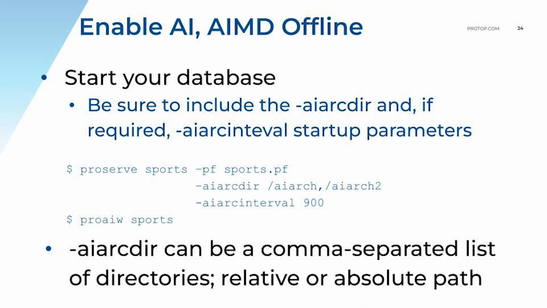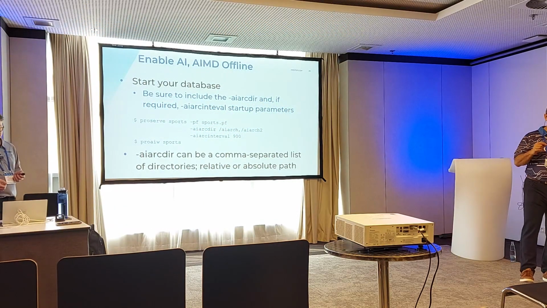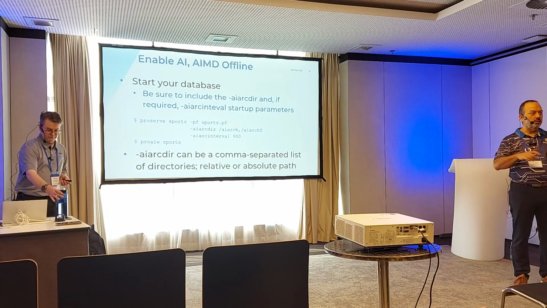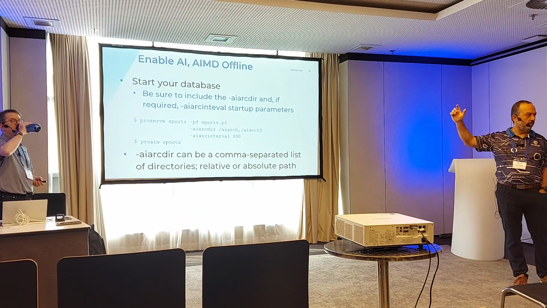Okay. Also, one other point I didn't mention yet is that the comma separated list can be either an absolute path or a relative path. If it's a relative path, it's relative to the database directory. But typically, you're going to specify an absolute path. And the other thing, we said earlier that as soon as you archive that AI file, we want you to ship it off the box somewhere else.